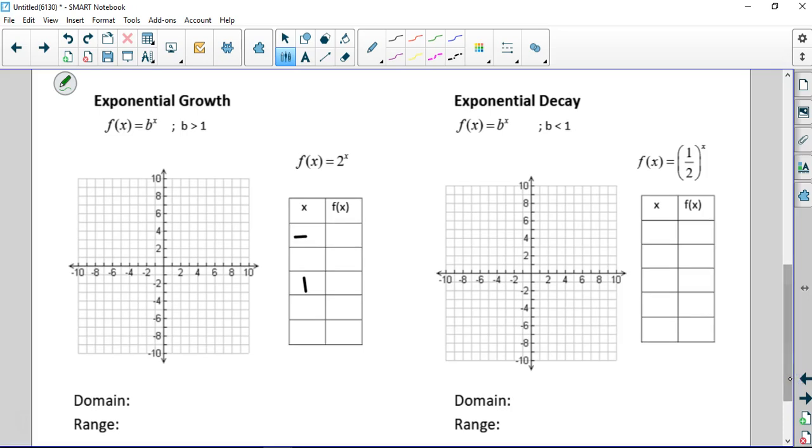Okay, exponential growth. I'm going to use 2 to the power of another number.